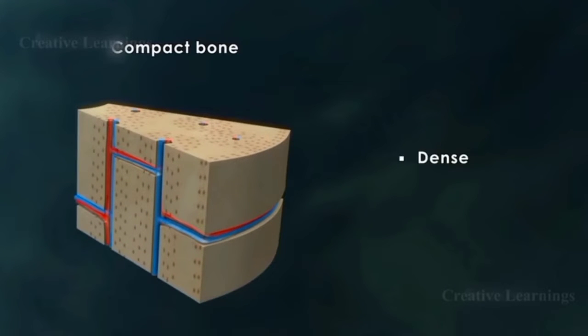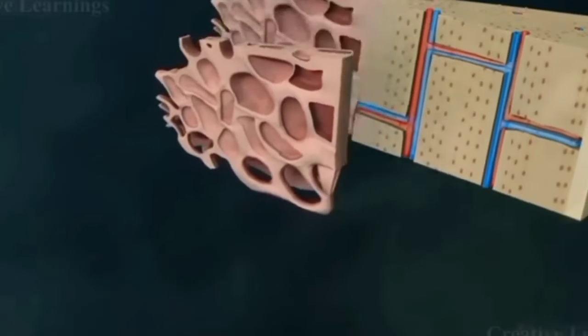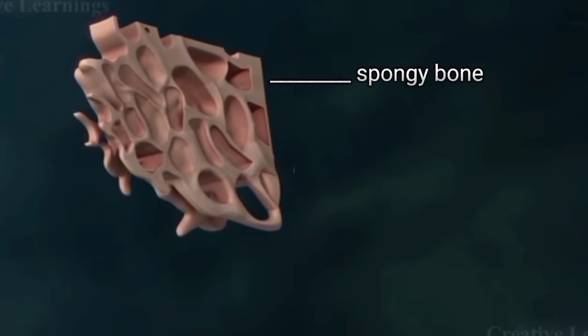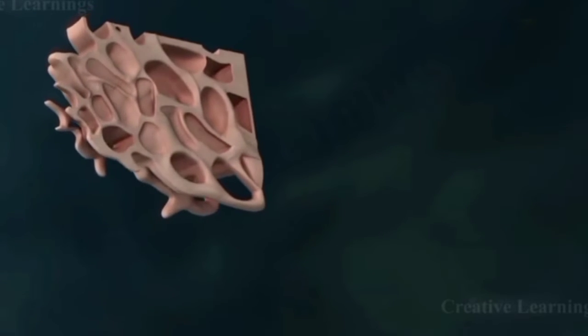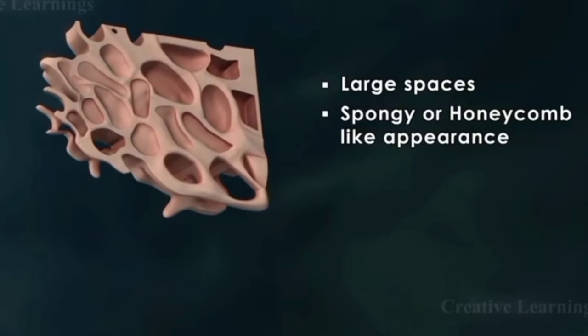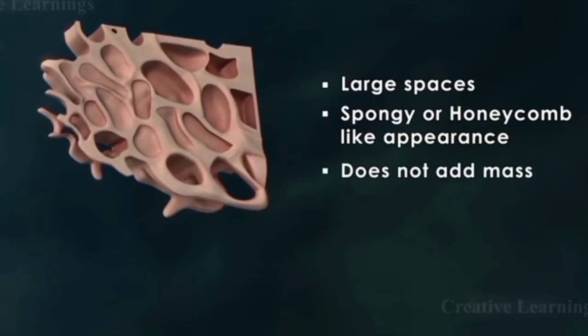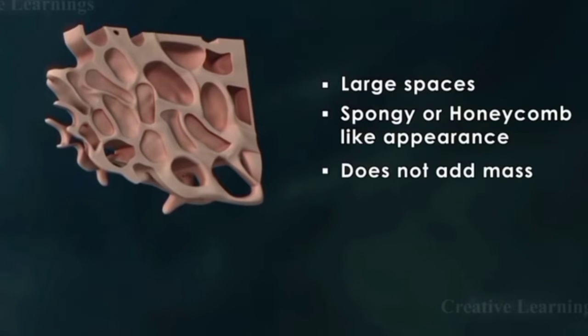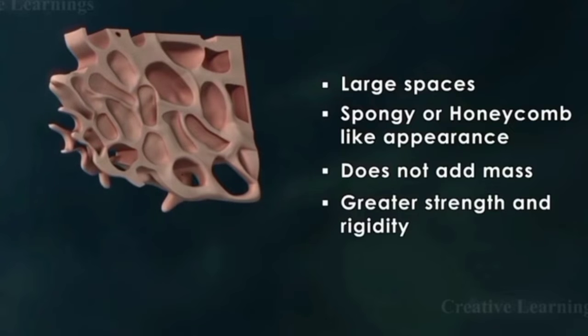Compact bone is dense, strong, and resistant to bending. It mainly consists of endosteum. Next is spongy bone. It is also called the inner bone mass. It has large spaces between them, hollow structures, and a spongy, honeycomb-like appearance. Besides, it does not add mass. It has greater strength and rigidity.